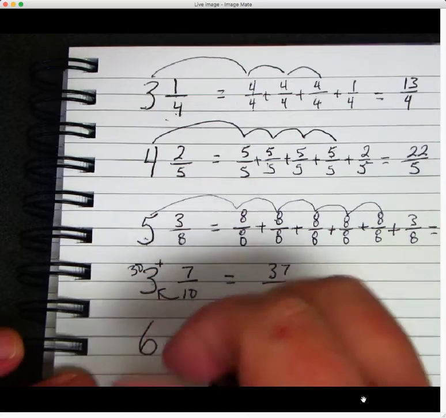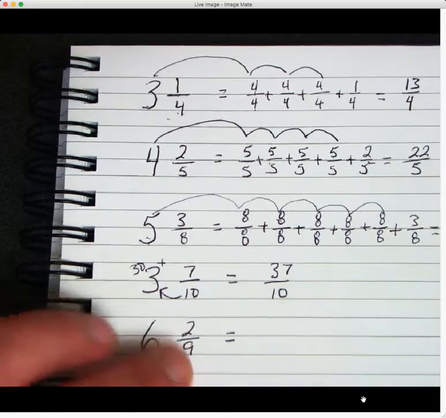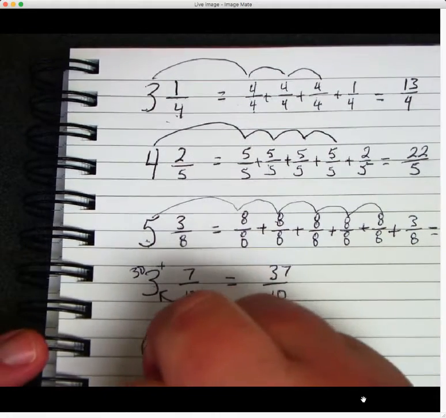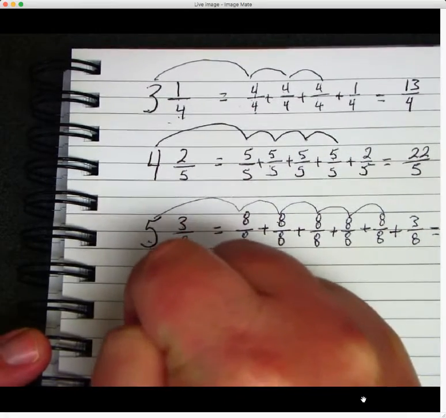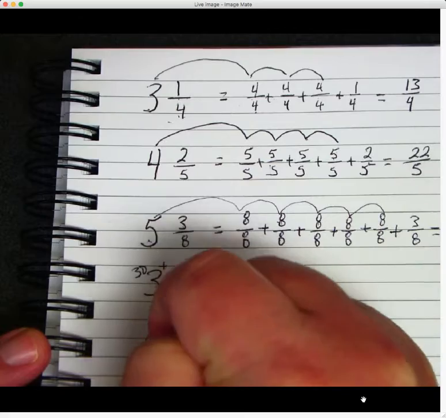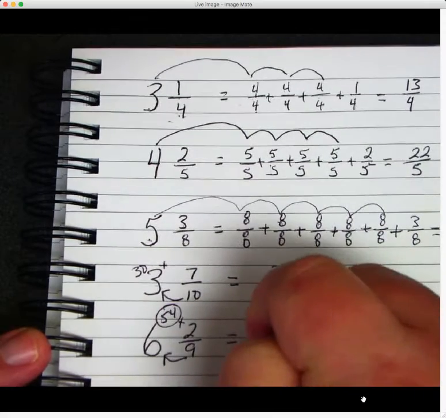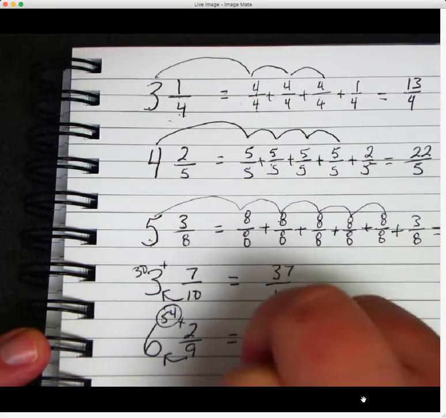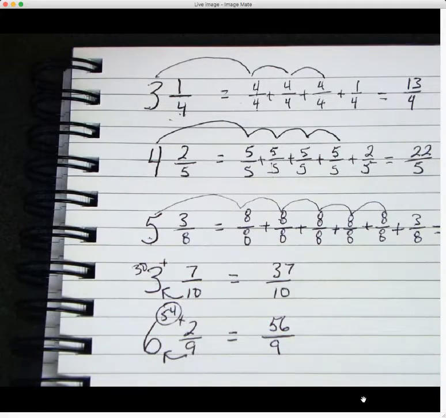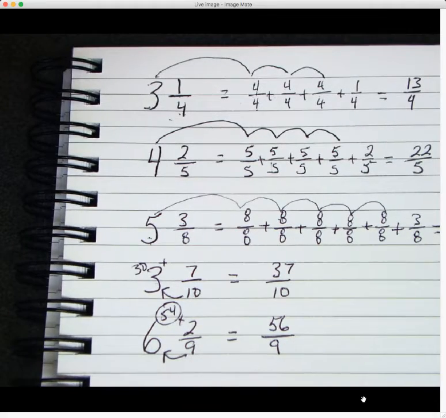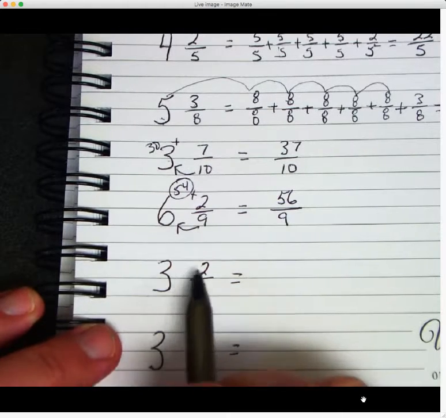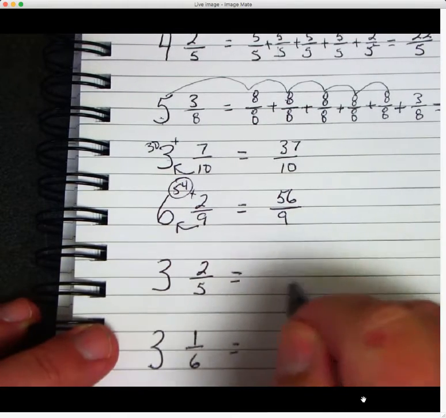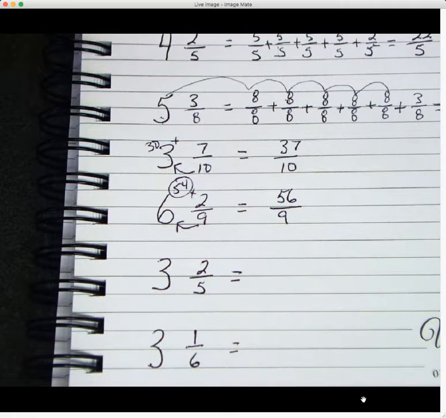The short way, we do 9. So if I had 6 and 2/9, it would be 6 times 9. 9 times 6 is 54. Plus 2 is 56 ninths. So you see how this is much shorter to do it this way. I don't know if you think it's easy or not, but if you had a number like 20 and 2/5, then you'd have to write 5/5 20 times to figure it out.